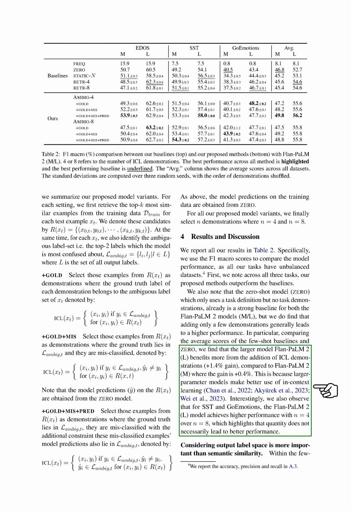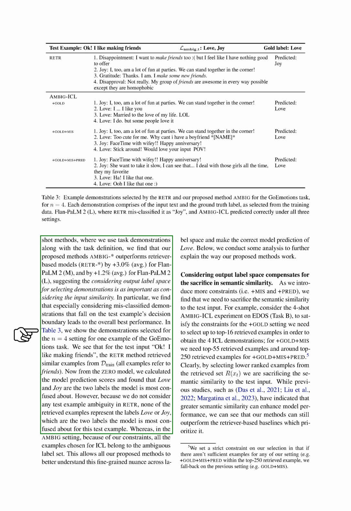We've also found that for 2 of our tasks, SST and Go emotions, the larger model performs better with 4 demonstrations than with 8. This suggests that more isn't always better when it comes to demonstrations. We've also found that considering the output label space is as important as considering the input similarity. In fact, our methods that consider the output label space outperform those that only consider the input similarity.